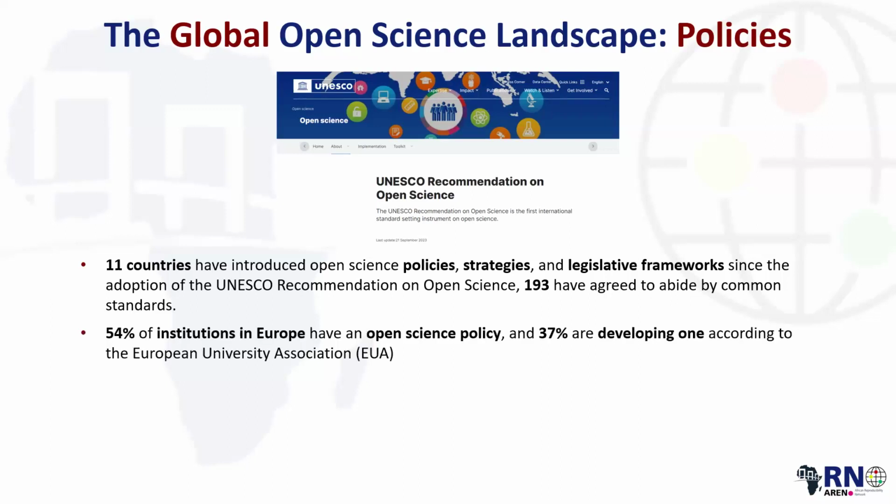And then according to the European University Association, 54% of institutions in Europe have an open science policy, which is quite a high number. That is more than half. And then 37% are developing one right now, according to the EUA. So this also shows how the world is moving towards a more open and reproducible community or ecosystem.